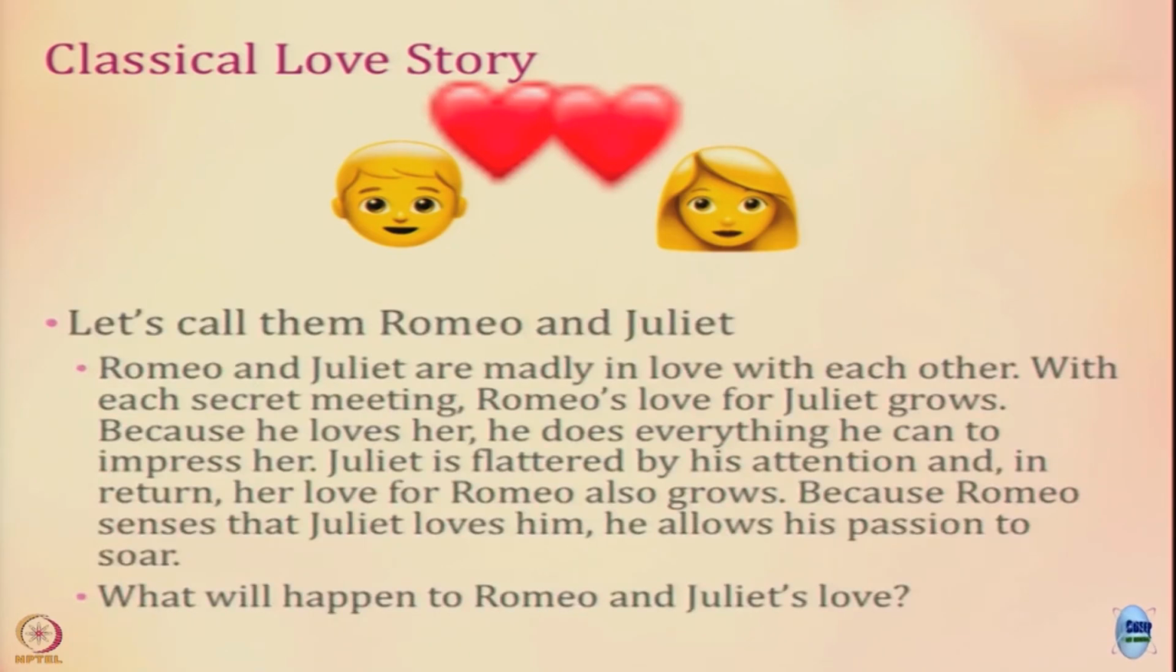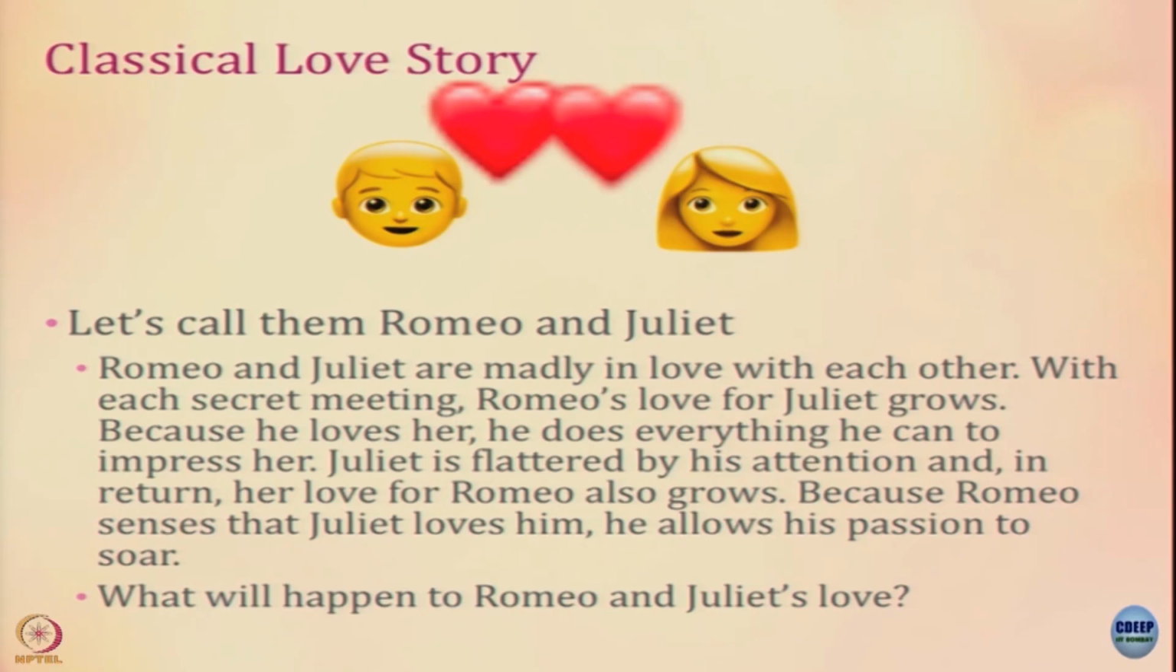So Romeo and Juliet are madly in love with each other. With each meeting, Romeo's love for Juliet grows because he loves her. He does everything to woo her. Juliet is flattered by his attention, and in return, her love for Romeo also grows because Romeo senses that Juliet loves him. He allows his passion to soar. Right. So now, what will happen to Romeo and Juliet's love?